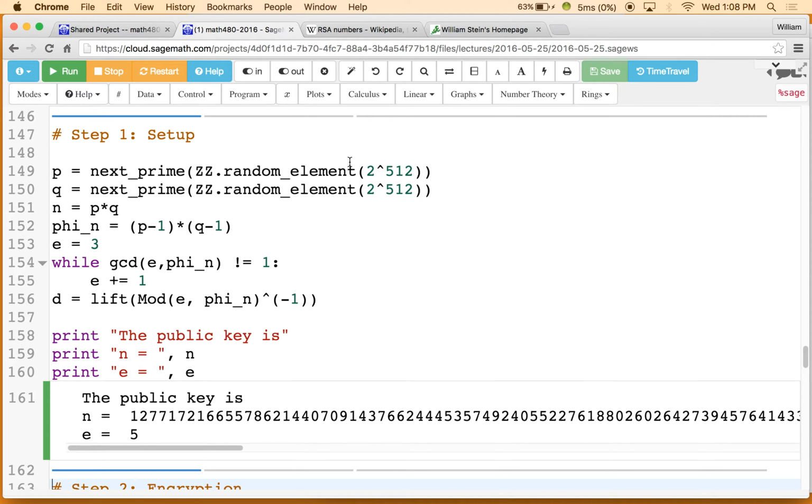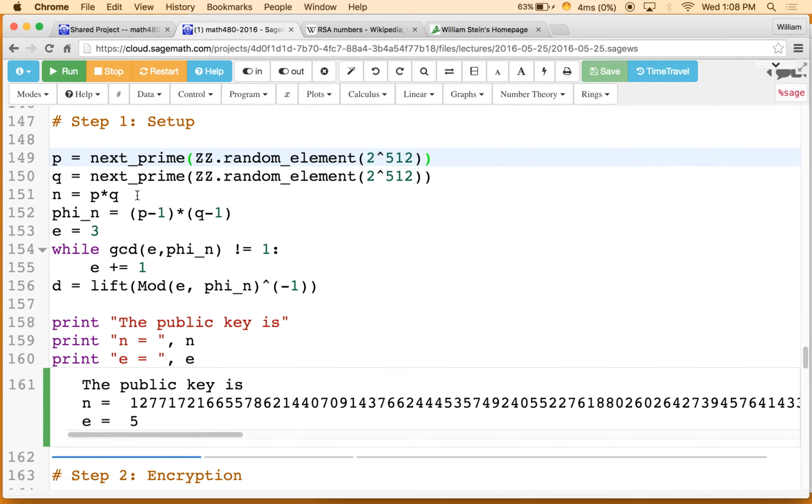ZZ.randomElement may be very, very fast, but it's not really what you would use. But I'm going to gloss over that. Okay, now let n be the product of p and q.